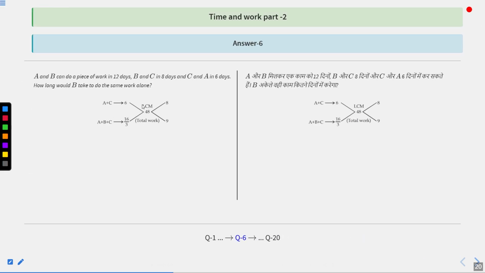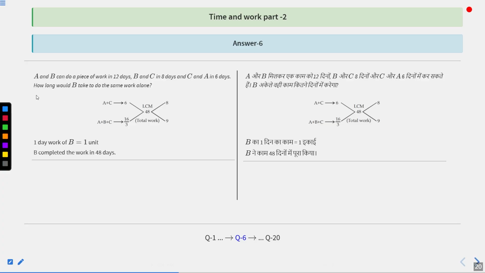Now A and C complete the work in 6 days and A, B, C complete the work in 16/3 days. We again take the LCM, which is 48, and we get the combined efficiency of A and C as 8, and A, B, C as 9. So we get the efficiency of B, which is 1 unit. Now the question asked is how long would B take to do the same work alone? So B will take 48 days because he does 1 unit of work per day. So total work is 48 units. So it will take 48 days.